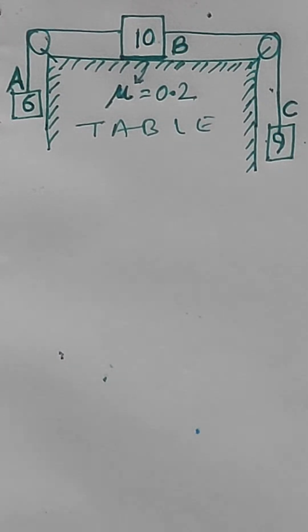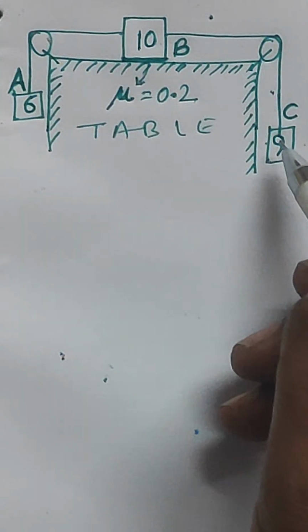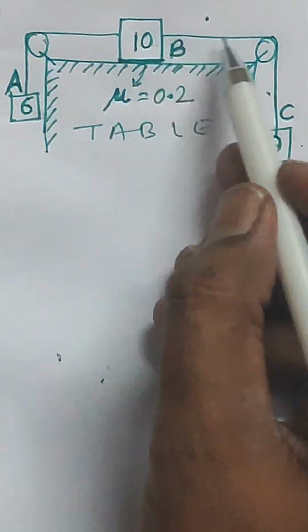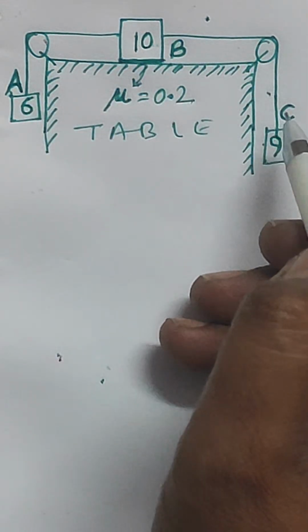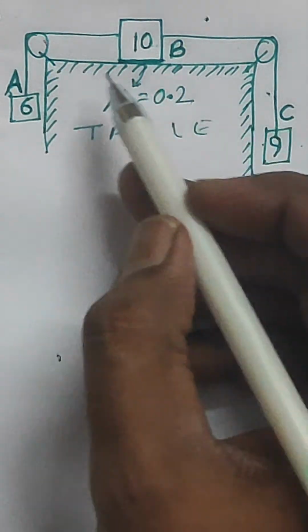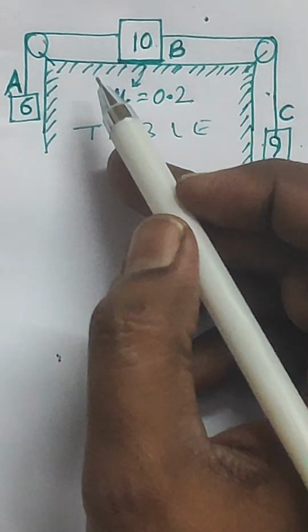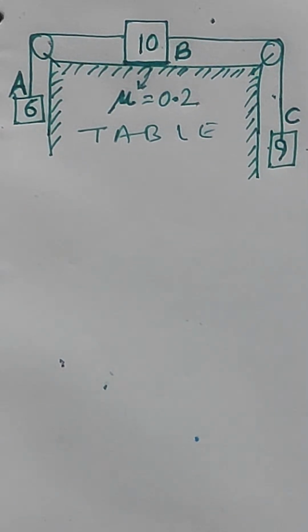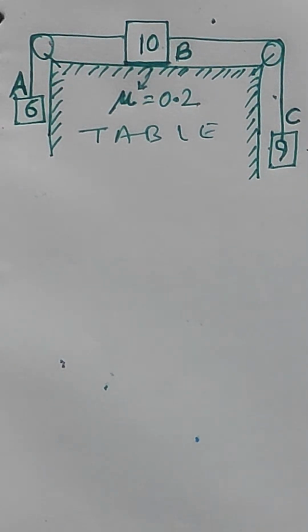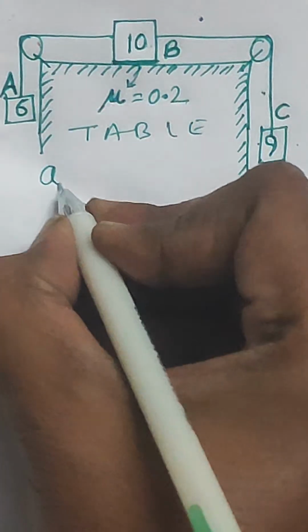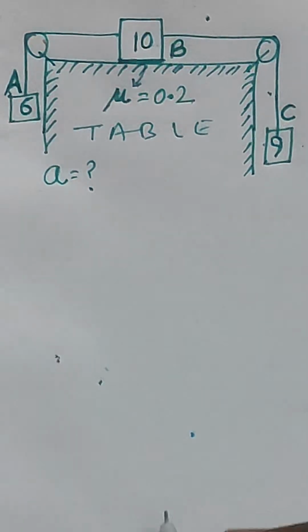Now, the strings connecting the blocks are light and inextensible. That means they are not stretchable and they have no weight. We need to find the acceleration of the system and the tension in the strings.